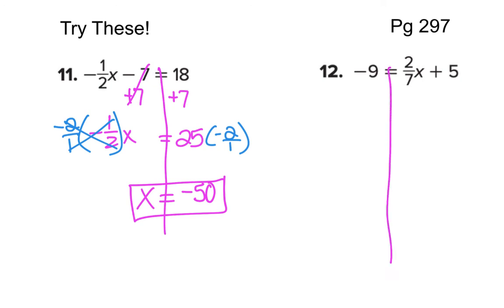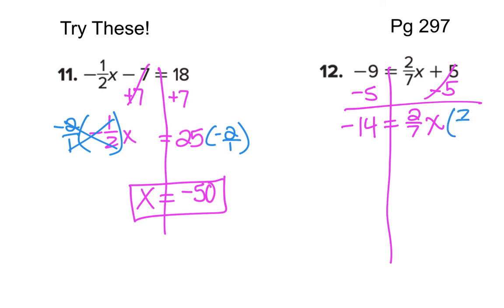On the one next to it, I'm going to start by subtracting 5 from both sides, and that leaves me with -9 minus 5 is -14, equal to 2/7 x. And then to cancel out that fraction, I'm going to multiply both the left and right side by 7 over 2. And 2 over 2 and 7 over 7 are going to cancel, leaving me with x. And now on the right-hand side, I've got to turn -14 into -14 over 1.